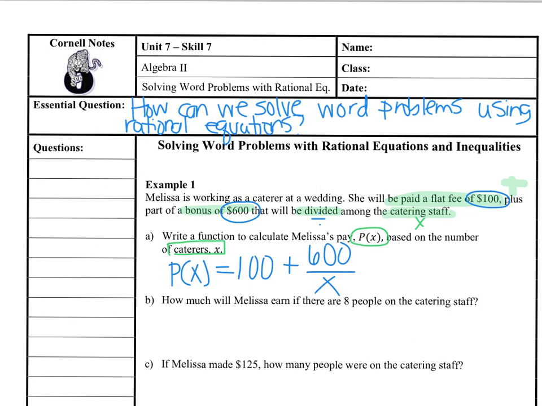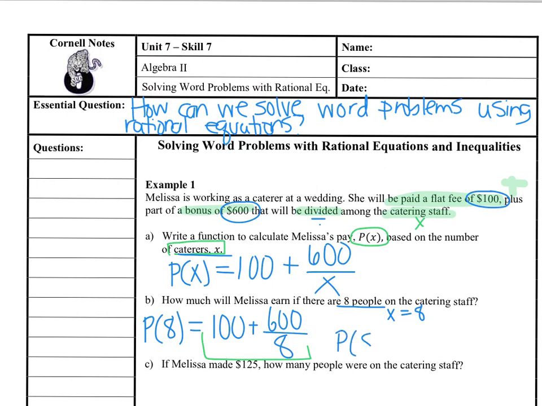Our next question says how much will Melissa earn if there are 8 people catering the staff? What that means is we're going to plug in X equals 8 because X is the number of caterers. So we're going to find P of 8 and do 100 plus 600 divided by 8. If you type this whole thing into the calculator and hit enter, we get P of 8 is equal to 175. So if there are 8 people working on the catering staff, then Melissa will earn $175.